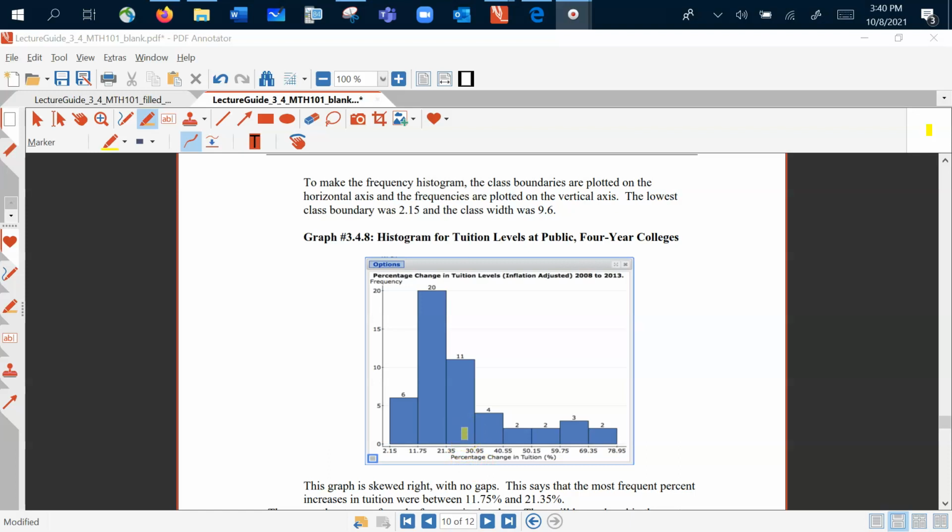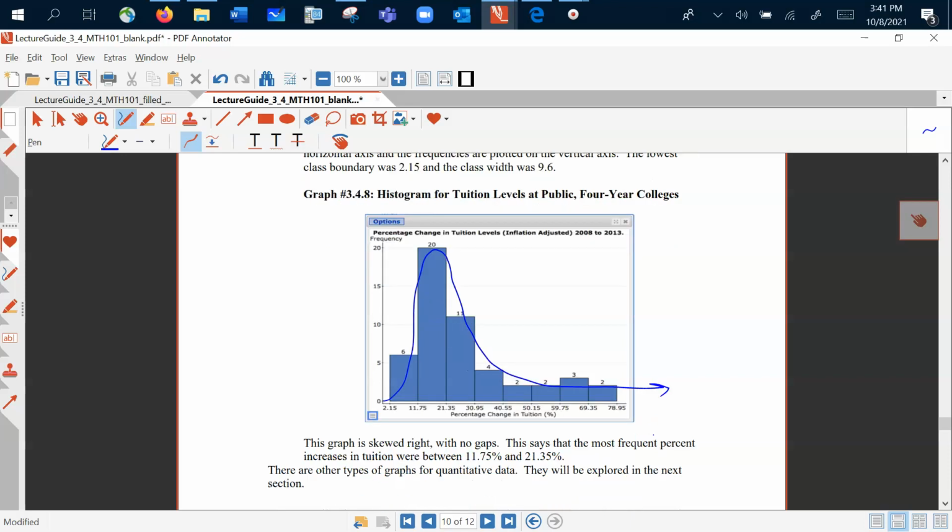Now if I look at the overall shape of this, it does fall into one of the 4 shapes we classified. And if I kind of superimpose a curve here, you can see that this looks like it goes up and it has a tail that's skinnier on the right. So this is going to be a skewed right distribution based on the histogram.